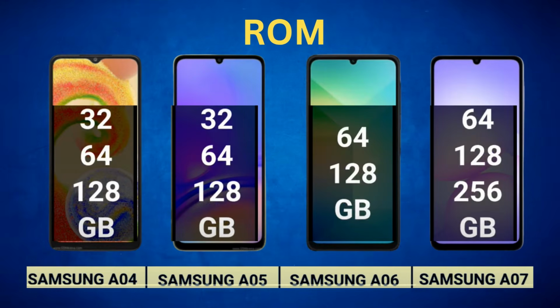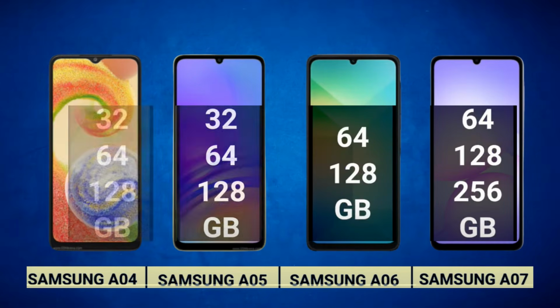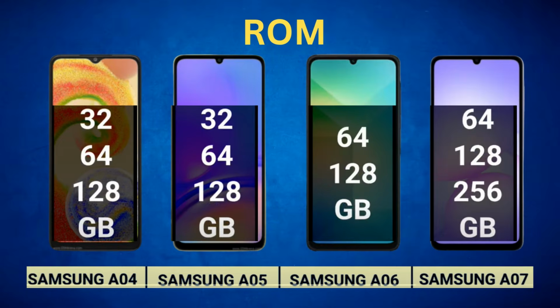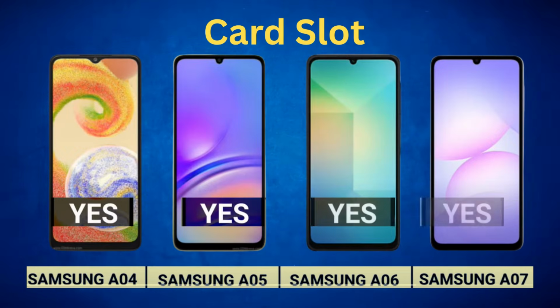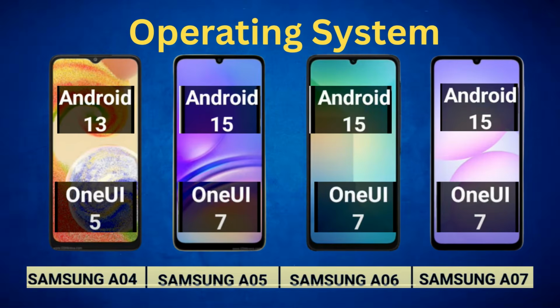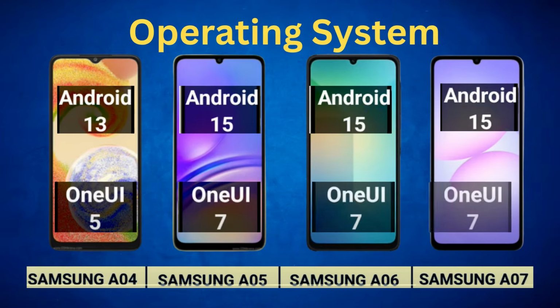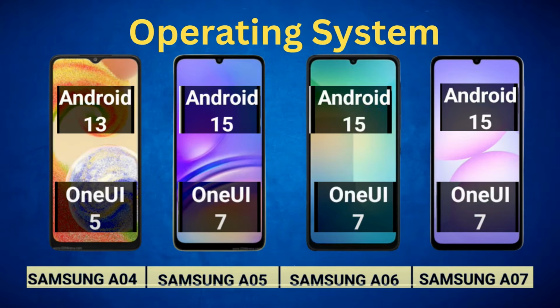When it comes to the ROM, the A04 and A05 have 32, 64, and 128 gigabytes. The A06 has 64 and 128 gigabytes, and the A07 has 64, 128, and 256 gigabytes. Let's check if the phones have a card slot. All four phones have a card slot. Let's look at the operating system. The A04 comes with Android 13 and One UI 5. The other three phones come with Android 15 and One UI 7.